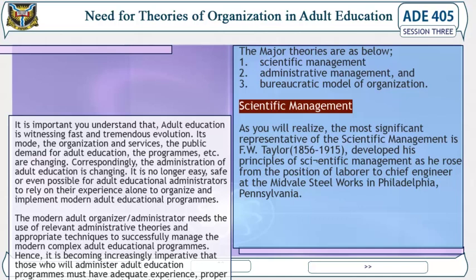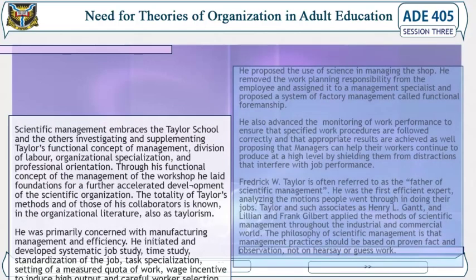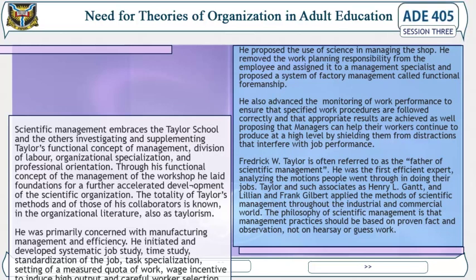Scientific management. As you will realize, the most significant representative of the scientific management is F.W. Taylor, 1856 to 1915, who developed his principles of scientific management as he rose from the position of laborer to chief engineer at the Midvale Steel Works in Philadelphia, Pennsylvania. Scientific management embraces the Taylor School and the others investigating and supplementing Taylor's functional concept of management, division of labor, organizational specialization, and professional orientation.